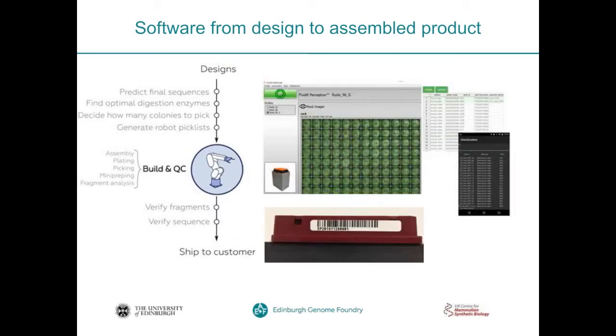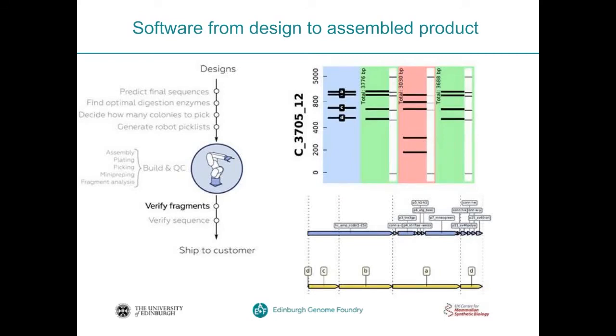Then you have the build, the proper build, and during the build we have software to track everything and to deliver barcodes. For instance, we have an Android app that enables you to scan the barcode, and the app is linked to our sample manager so that you know exactly the full information of a plate when you scan the barcode.